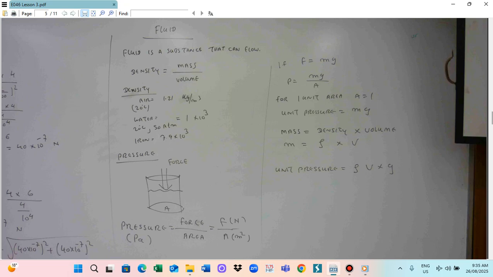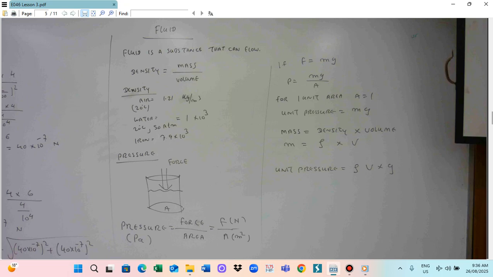So in the meantime, we can also calculate for the pressure. The pressure of the fluid is depending on this cylinder here. So this cylinder got the area A. So this is the fluid. We put the force. So force divided by area, then we can calculate the pressure.